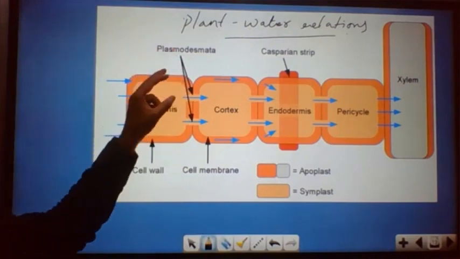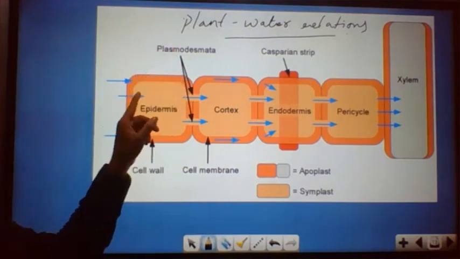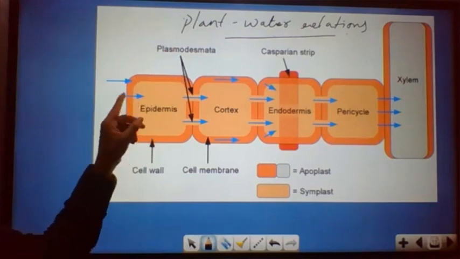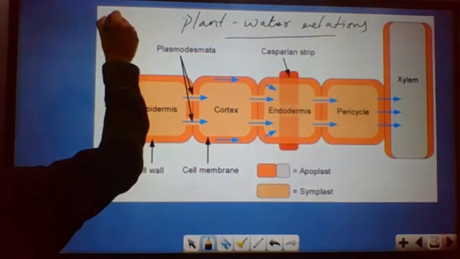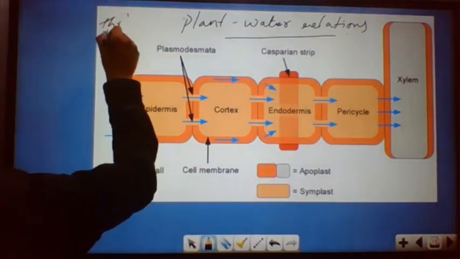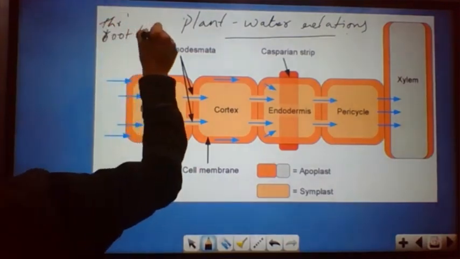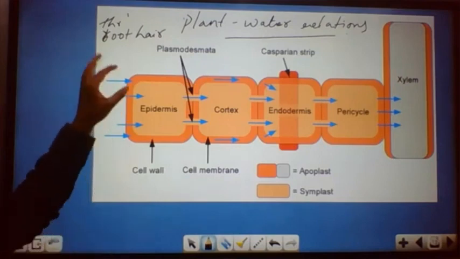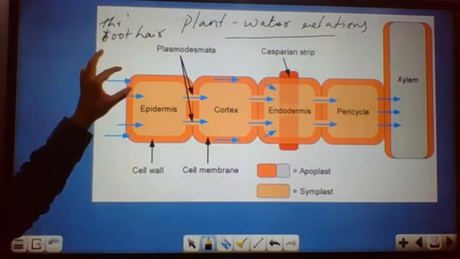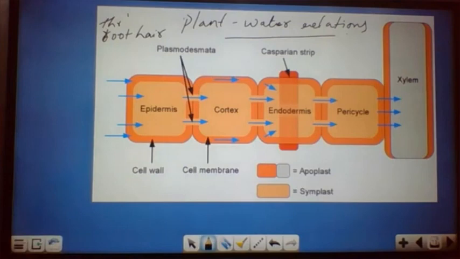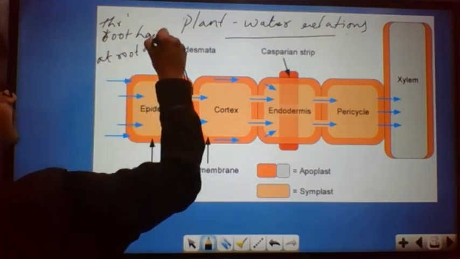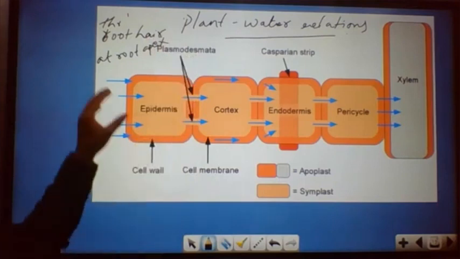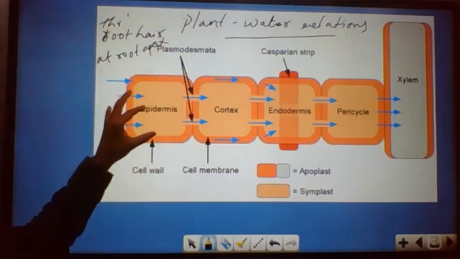This plant water relation, usually the interaction of what? The interaction of the plant roots in the soil and the soil water. How does it take place? It occurs through the root hair. This plant water relation is especially by means of the root hair, which is present at the root apex, where this relation takes place, right?